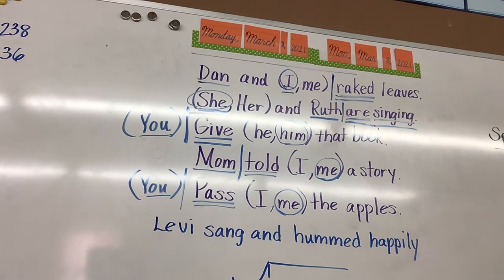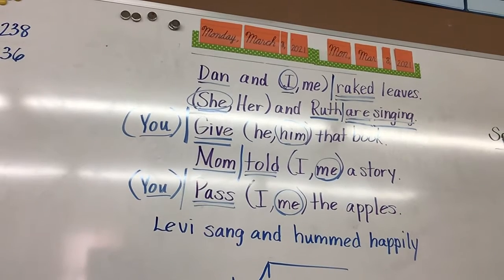Read number 3 with me. Thomas gave he or him a new baseball. Where would you divide this one? After Thomas. And your verb is going to be gave. So that means our pronoun choices are on the predicate side. So we're going to pick the objective case or the predicate pronoun him. Very good. Thomas gave him a new baseball. So write the word him.